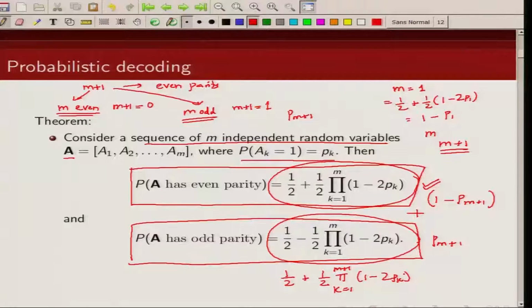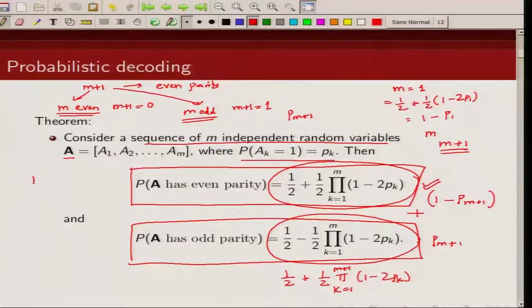So, the details of the calculation I am just leaving, but this is how, using mathematical induction, we prove that this also holds true for m plus 1, and hence the proof. Similarly, we can prove that the probability that A has odd parity is given by this expression. We will first show that for m equal to 1, this is nothing but P1, so that it holds true for m equal to 1. Assuming it holds for m, we have to show it also holds for m plus 1.